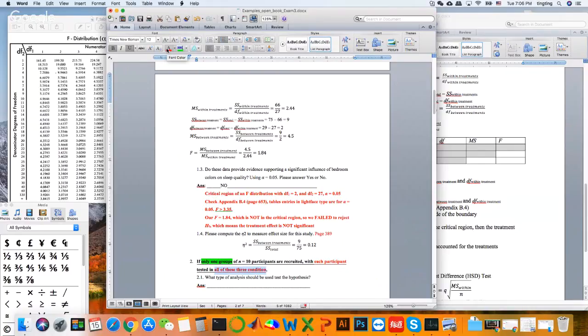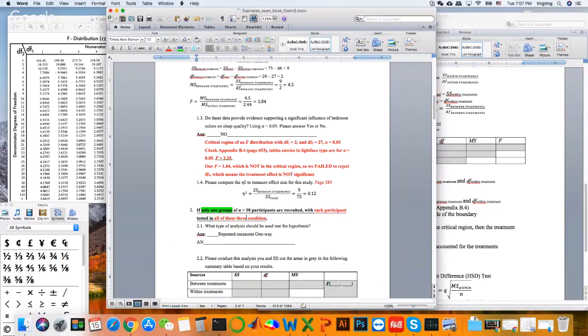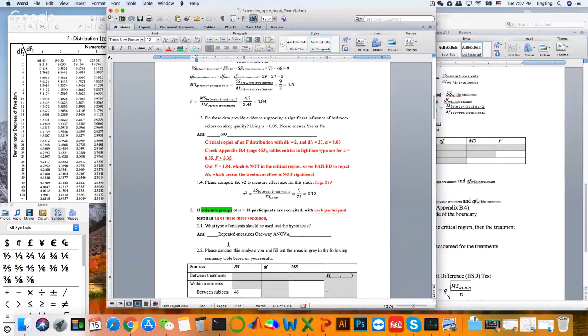In this kind of design, we just have one sample of subjects, right? Each subject we test several times. For example, here we test them 3 times in 3 rooms, in each room with a different color. So I just said it's a repeated measures design. We still have one factor, with more than 2 levels. So it's a repeated measures one-way ANOVA.